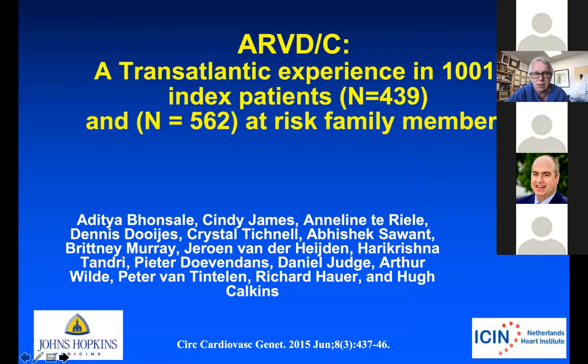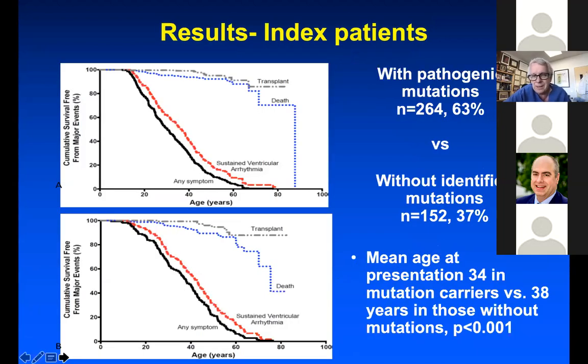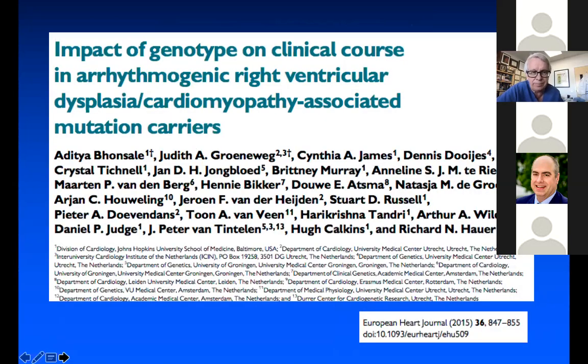So recently we updated our experience to 1,001 patients and family members. This is working with our colleagues in the Netherlands, who we partner with in a lot of our research. It basically confirms what we showed in that first series. Patients show up, if you have a gene, a little bit earlier than if you don't have a gene. The main manifestations are arrhythmias, and heart failure and transplant occur late in the condition.